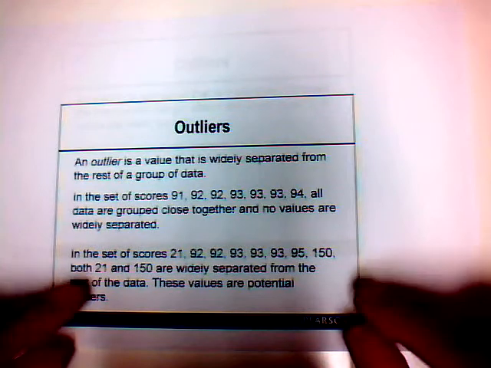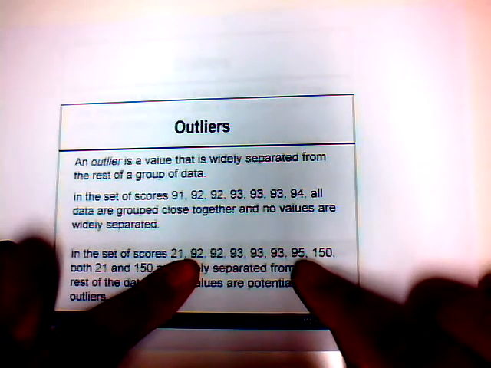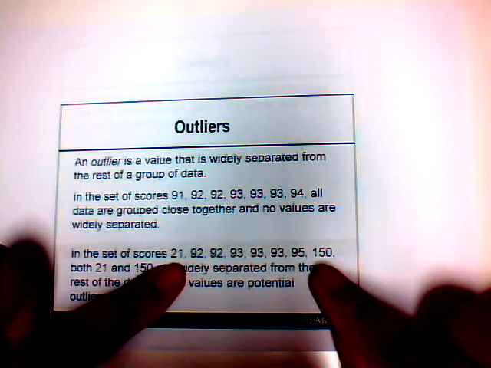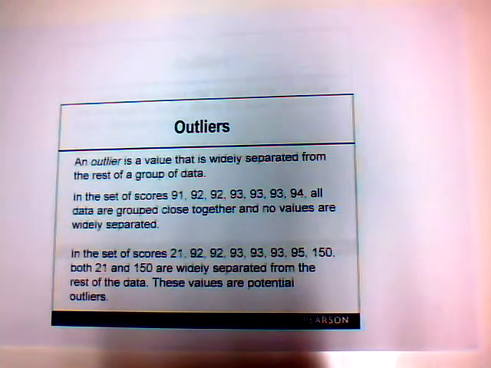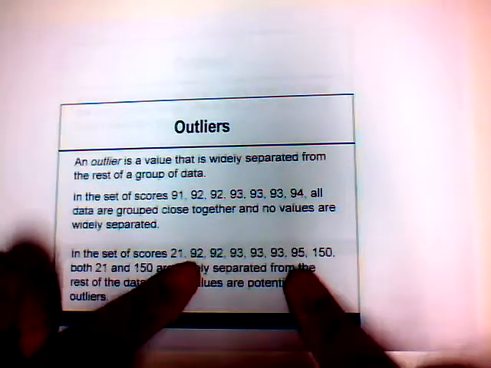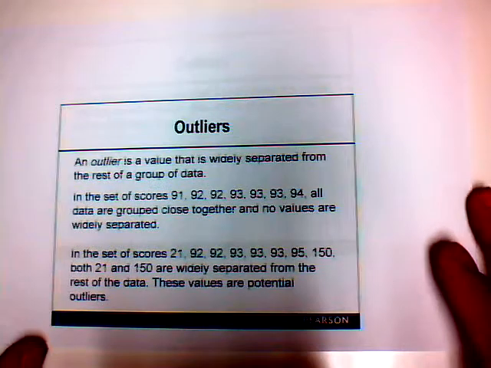Now let's say we have not quite the same set of scores, but now we have 21, 92, 92, 90, 93, 93, 93, 95, 150. Both the number 21 and the number 150 are widely separated from the rest of the data. So those values would be potential outliers because those two numbers are far away from the remaining numbers in that set of data.